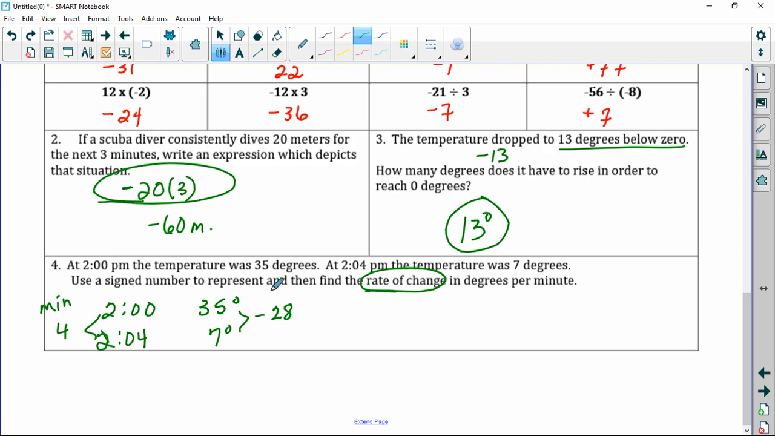So now I know my change. This is my temp, or degrees, and I want degrees per minute, right? So it's going to be negative 28 per 4 minutes. So I want to know how much it is per 1 minute. So negative 28 divided by 4 is going to be dropping 7 degrees. So negative 7 degrees per minute. And that's where that keyword per kind of makes you have to think about what it is that's talking about.